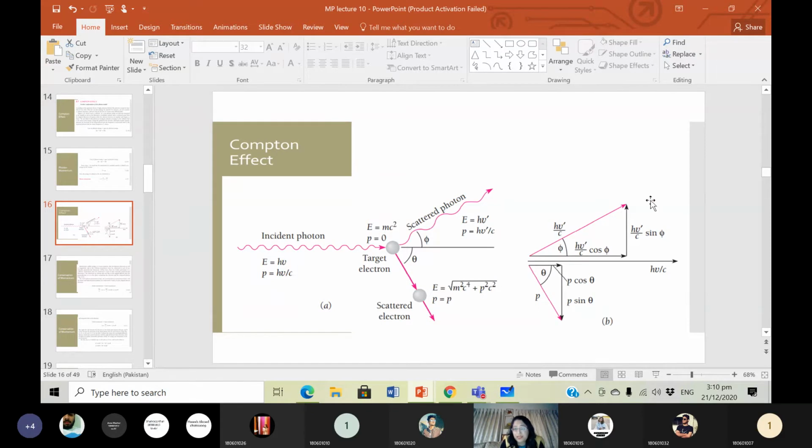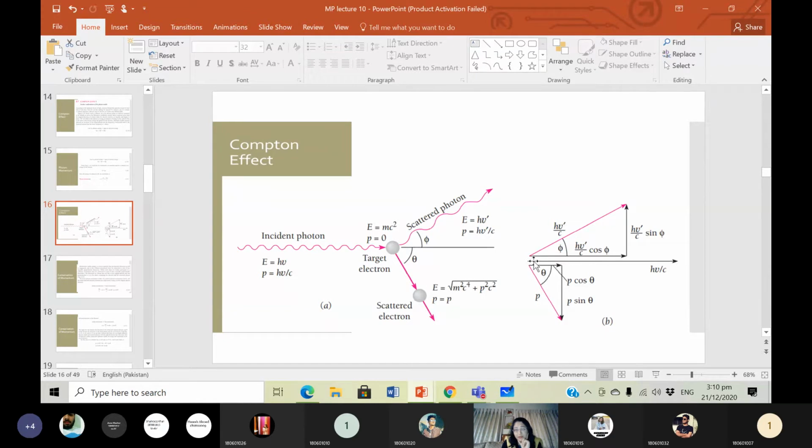Like if you can see the components. If this is our p vector here for the scattered photon, which is h nu dash over c, then we have to consider its components. Along its x direction the component will be h nu dash over c cos phi, and its y component will be h nu dash over c sine phi. Similarly, if we take components of this as well, this is the momentum of the electron.